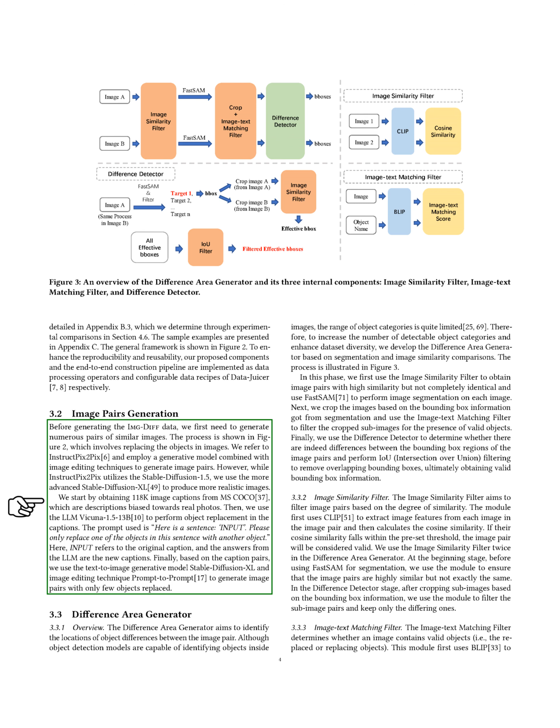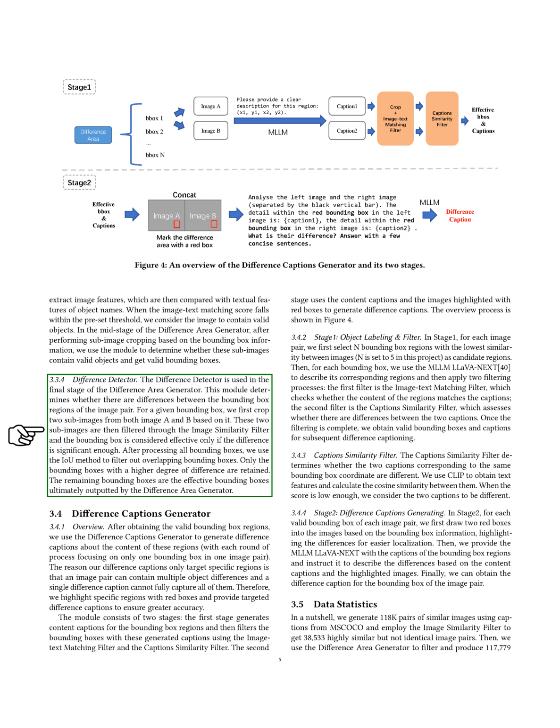In the final stage, the difference detector checks for differences in the bounding box regions. We crop sub-images from both images based on the bounding box and filter them through the image similarity filter. A bounding box is deemed effective only if the differences are significant. We then use the IOU method to remove overlapping boxes, keeping only those with notable differences.